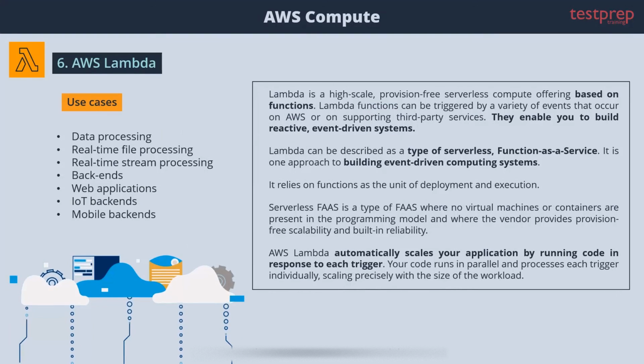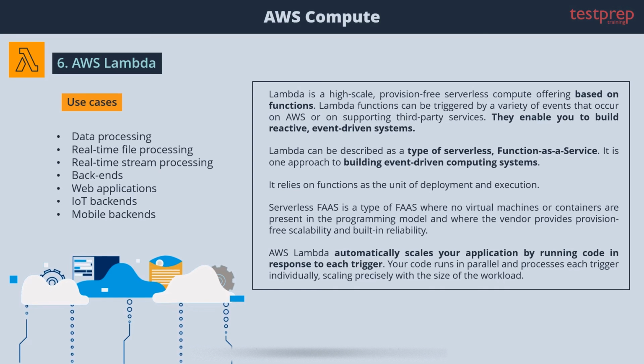Lambda is a high-scale, provision-free serverless compute offering based on functions. Lambda functions can be triggered by a variety of events that occur on AWS, or on supporting third-party services. They enable you to build reactive, event-driven systems. Lambda can be described as a type of serverless, function-as-a-service. It is one approach to building event-driven computing systems. It relies on functions as the unit of deployment and execution.